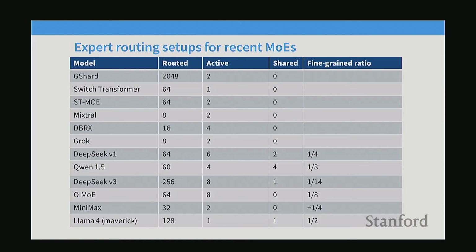OLMo, MiniMax, and Llama are very recent MoEs. They definitely do all this fine-grained expert stuff. And Llama 4 also uses a shared expert. You see variations in configuration, but what's basically shared is this fine-grained experts idea. And especially for the big models like Llama 4 and DeepSeek, very, very large numbers of routed experts. Or sorry, not routed, total experts.